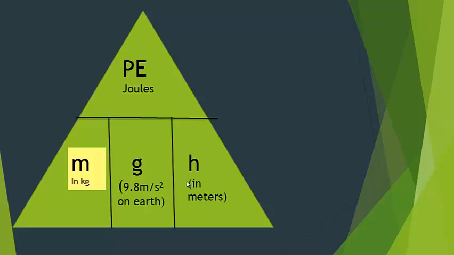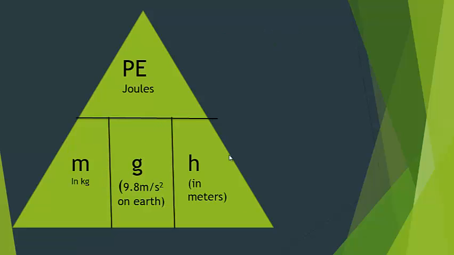Now, let's say we were solving for mass. We would look at this, and we'd see potential energy, that mass equals potential energy divided by gravity times height. And again, this is what we would see.